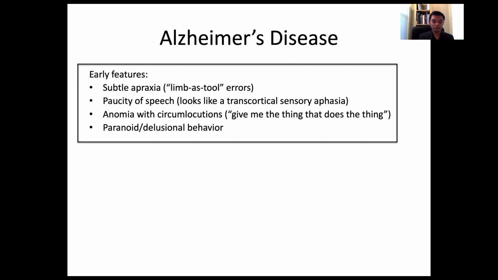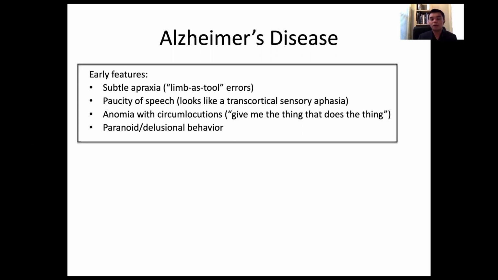These folks also have difficulty with their speech. They have what looks like a transcortical sensory aphasia. Even though the form of their speech seems okay, the content of their speech is pretty empty. And they also have something called anomia with circumlocution. So they basically have difficulty naming things. So instead of saying maybe, hey, could you please pass the salt? They might say something like, hey, can you please pass me the silver thing to put on top of this food so that it doesn't taste boring, right?